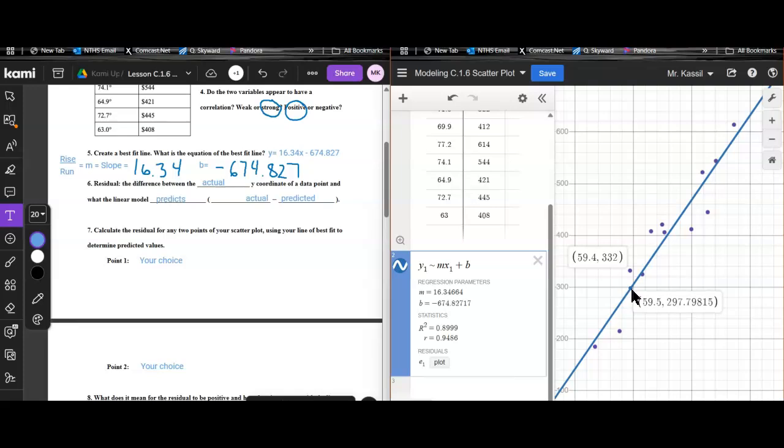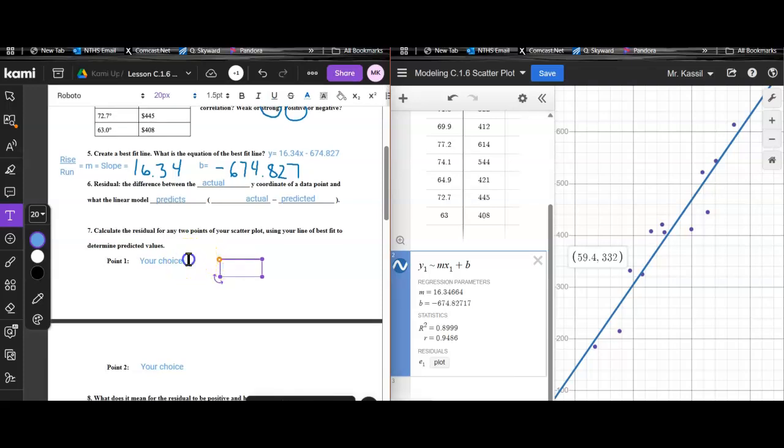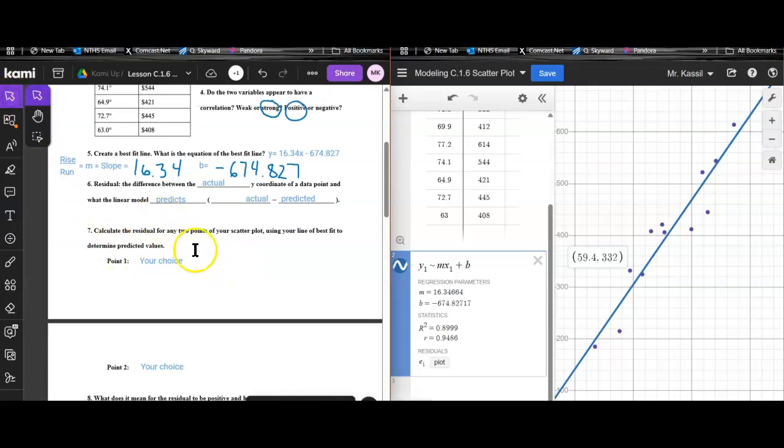But here you go, 59.4. Come on, get there. So 59.4, the predicted value is 296.163. The actual value is 332. So my residual is 332 minus 296.163. So you're welcome to use that example. You're welcome to pick a different example, but please go ahead and find not just 1 point, but 2 points and calculate the residual. Pause if you need to take a moment in order to do that, but otherwise, we're going to go to the next part of the guided notes.